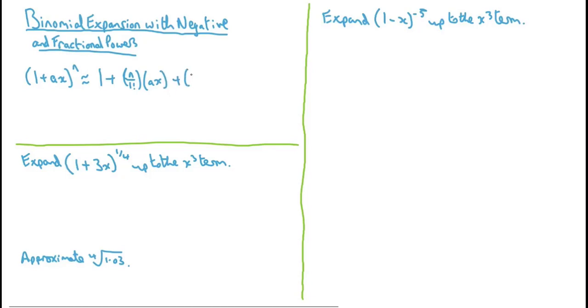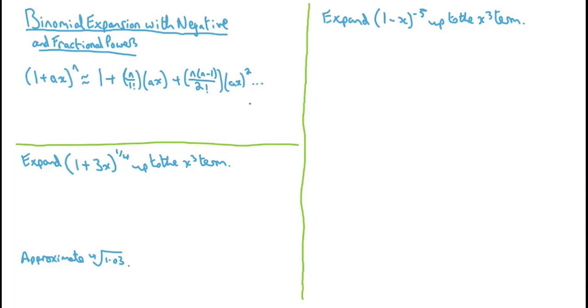You need to add to this n times (n minus 1). So if you say you started with n being minus 2, you'd now times that by minus 3. If you'd started with a half, you'd now times minus a half. And that will now be over 2 factorial. And you times that by your (ax) squared, and so forth. The next term would be n times (n minus 1) times (n minus 2) over 3 factorial. And that would be times (ax) cubed.